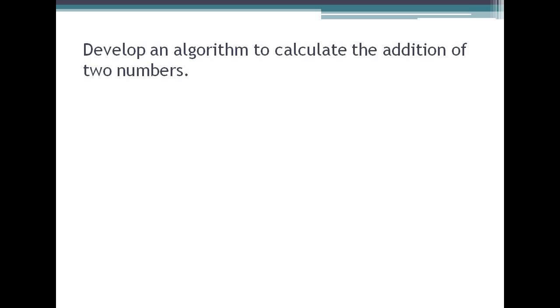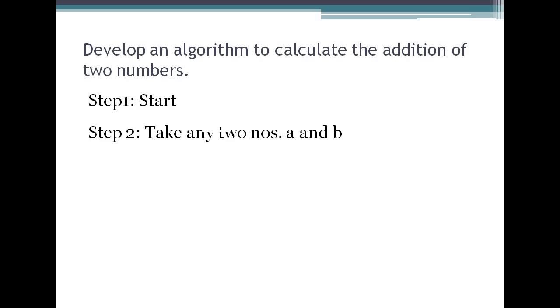So this is a real life problem. Next we'll move on to some mathematical problem. Next problem is develop an algorithm to calculate the addition of 2 numbers. So now in this case there will be 2 inputs, that is 2 numbers and 1 output. So we'll see as usual the first step, step 1, start. Second step, take any 2 numbers a and b. So like in maths we take 2 variables a and b, same ways we are going to take here 2 numbers, that is a and b. So we can take any numbers and those numbers will get stored in a and b.